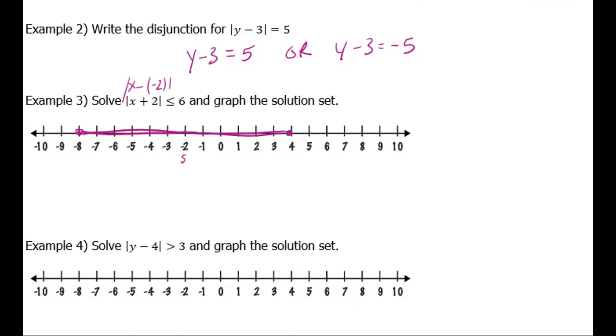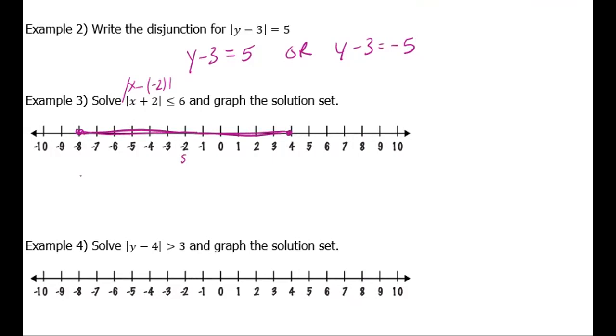So that's how I would graph it. But now I can write either a conjunction or a disjunction and check my work. When the distance is less than or equal to, or just less than, then it will be a conjunction. It's an and. It means that all of that is going to connect. It can be teeny tiny close to it, or it can be up to 6 away.